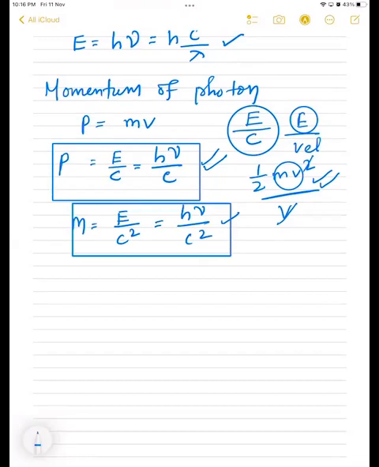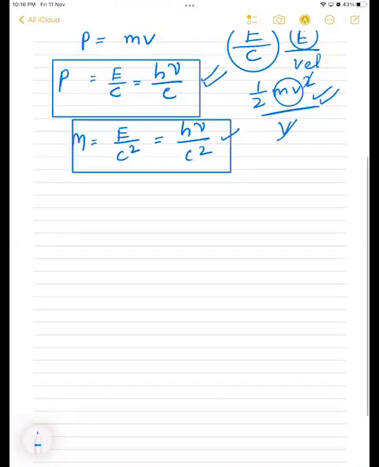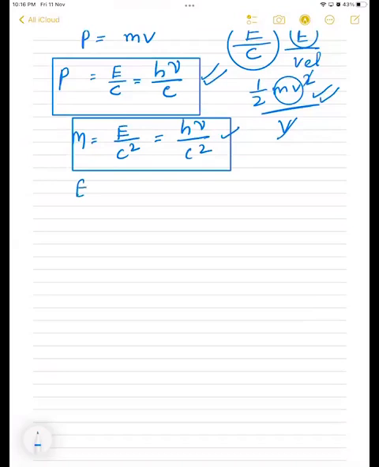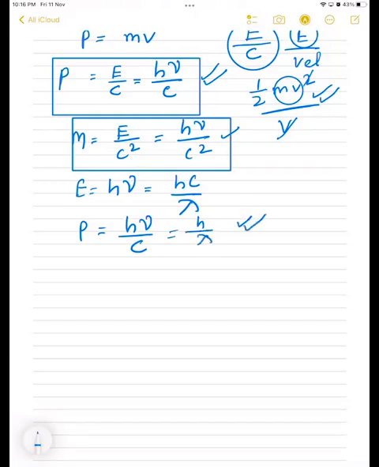All photons of light of a particular frequency or wavelength have the same energy. So we can write E is equal to h nu, which can also be written as hc by lambda. And you know momentum P is equal to h nu by c, that is also h by lambda, whatever may be the intensity. Photon energy is independent of the intensity of radiation, right?